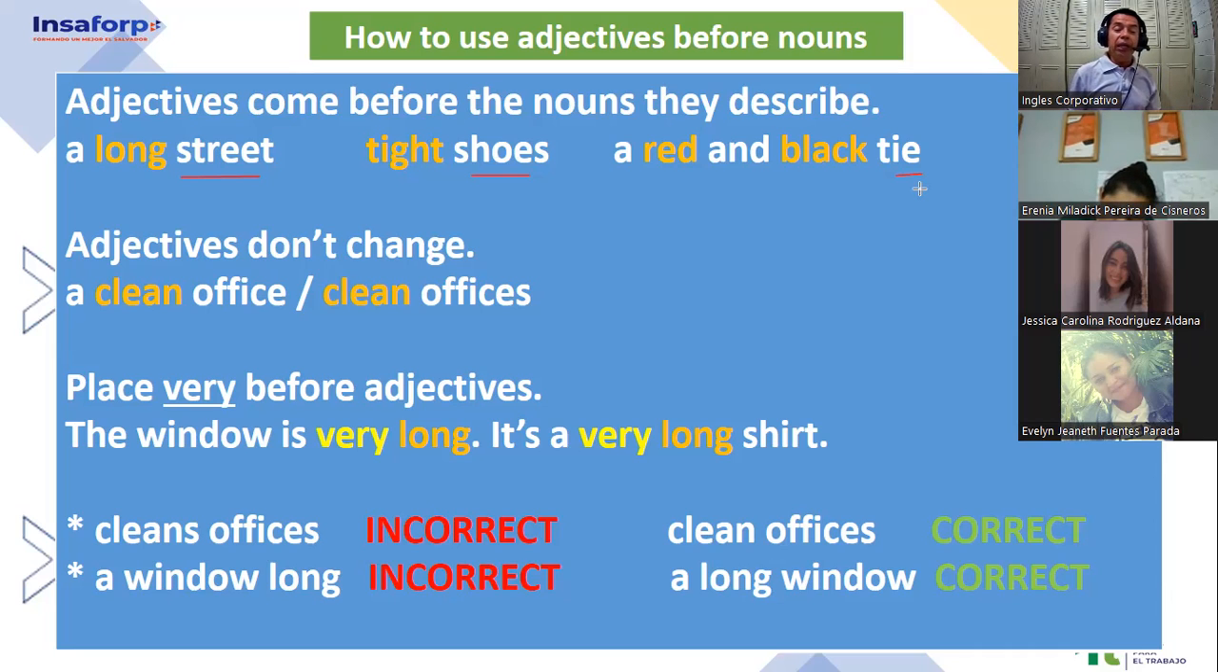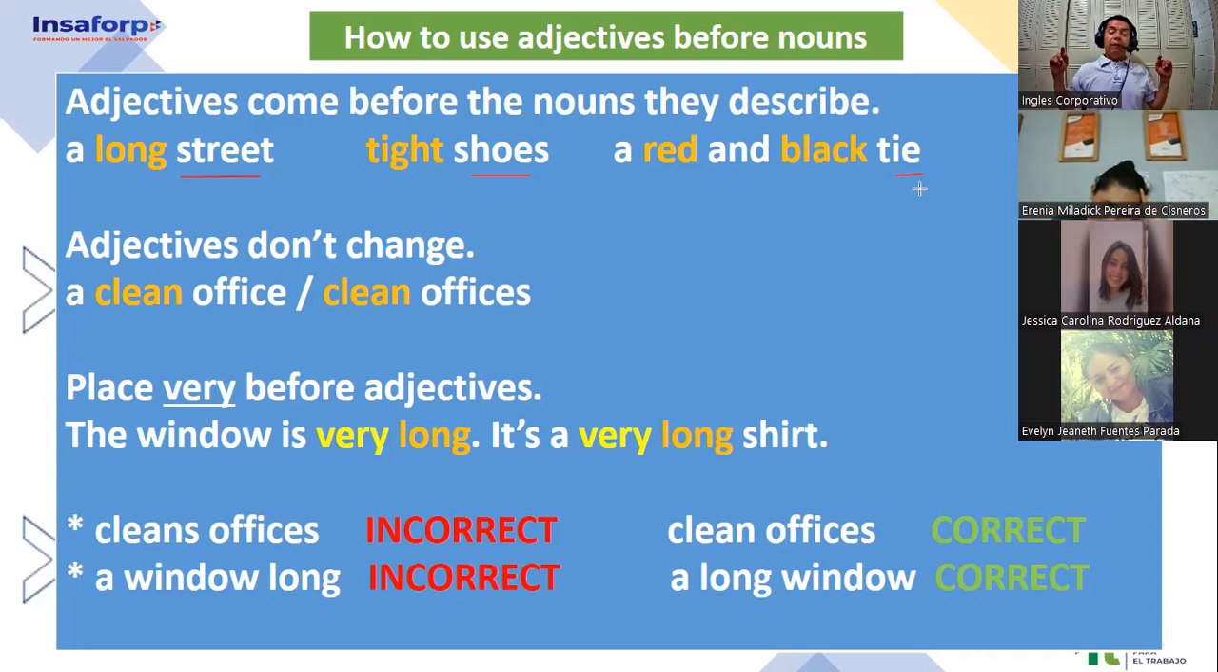Adjectives don't change. For example, we say a clean office, una oficina limpia, and clean offices, oficinas limpias. In Spanish, we say oficinas limpias, right? But in English, clean. Don't say cleans offices. No. Incorrect. Cleans offices, no. It's clean offices. Doesn't change with singular or plural, clean. Good, bad, long, etc., right? They don't change.